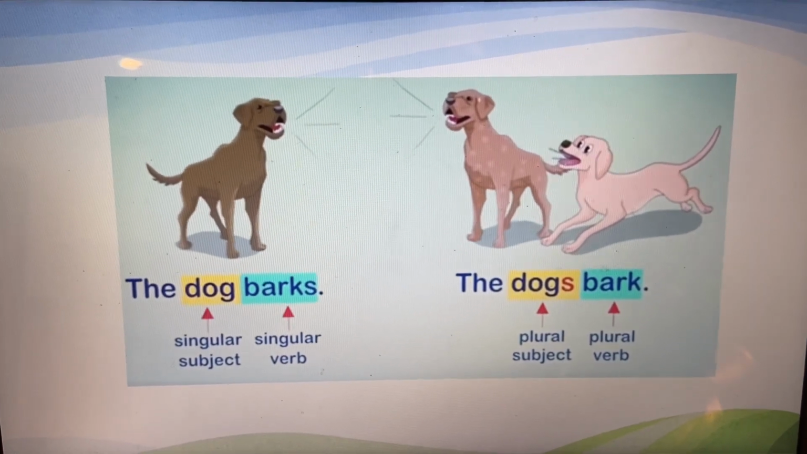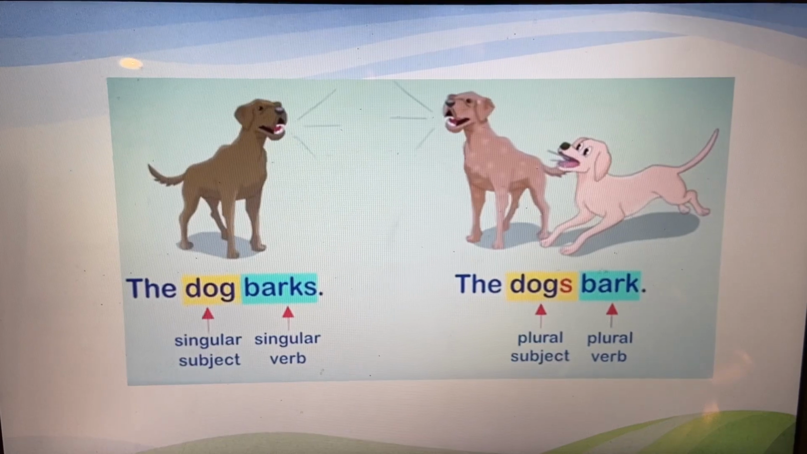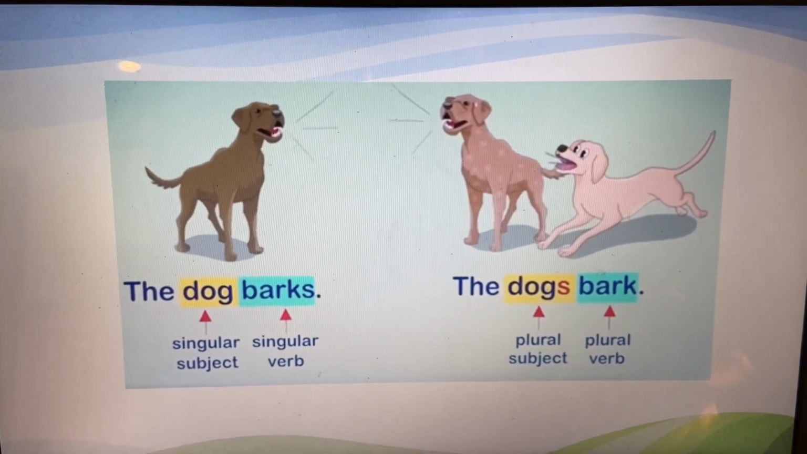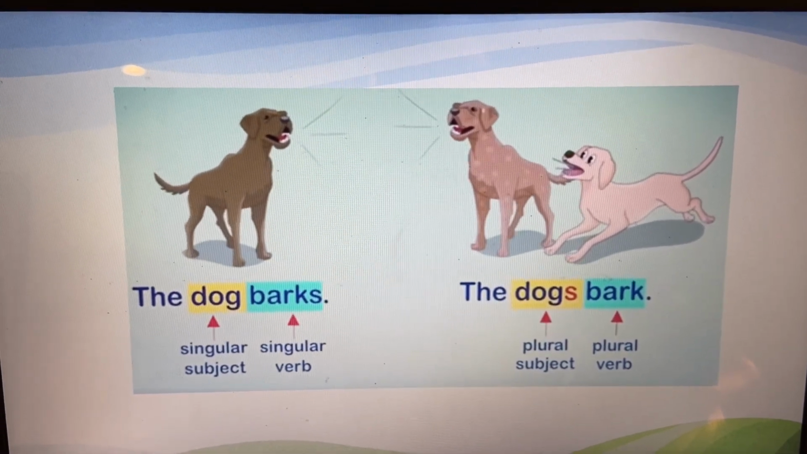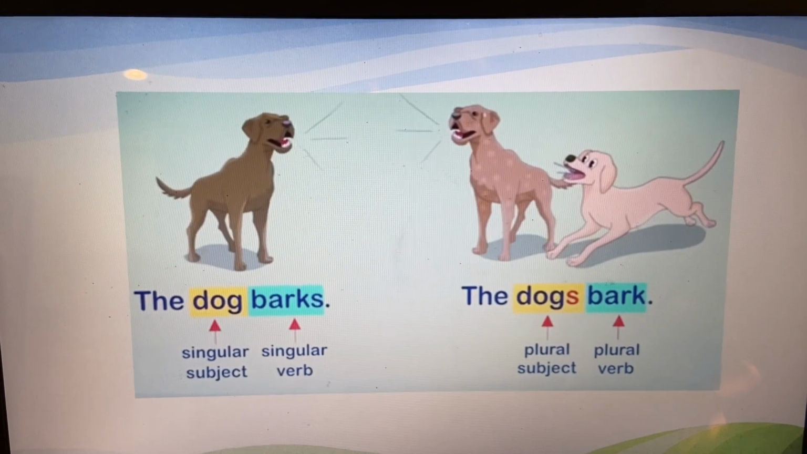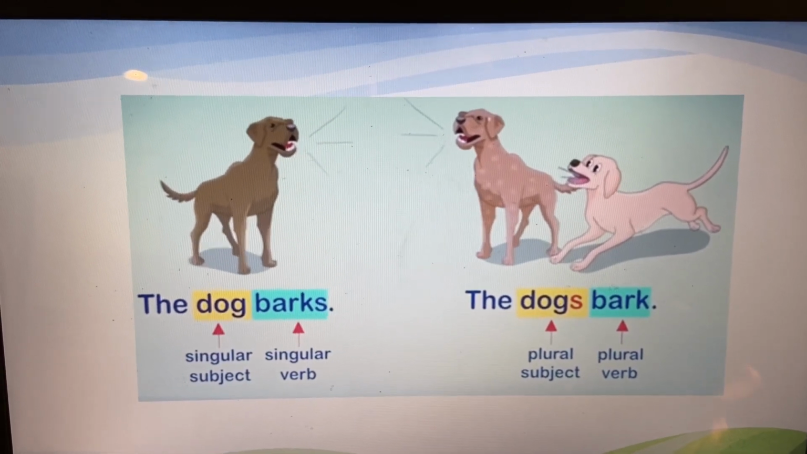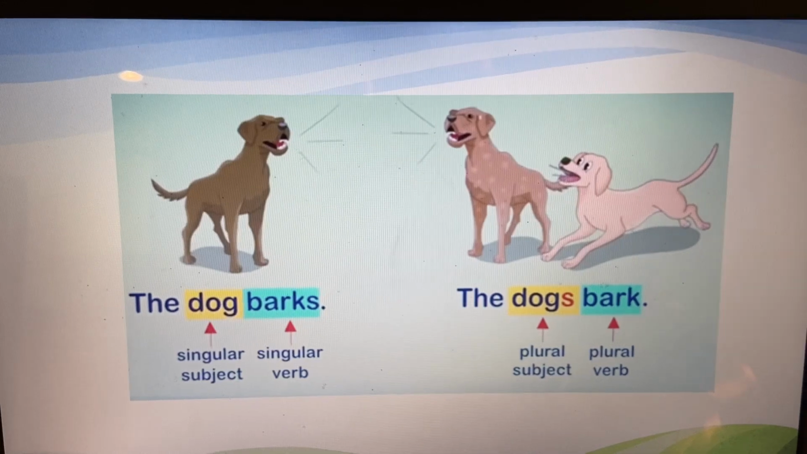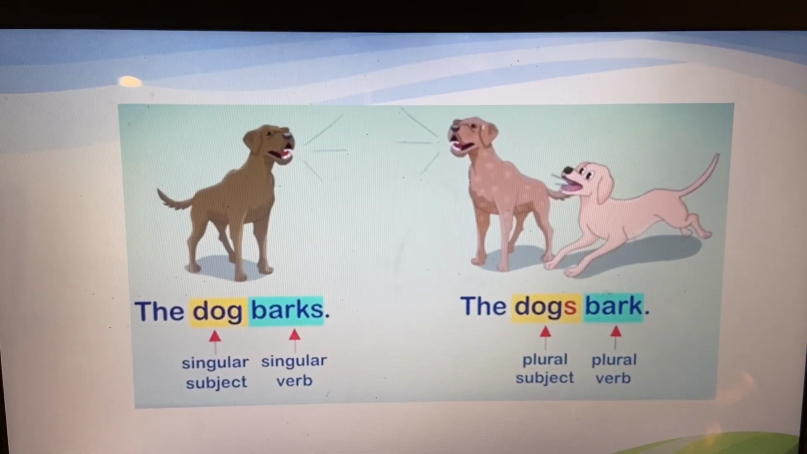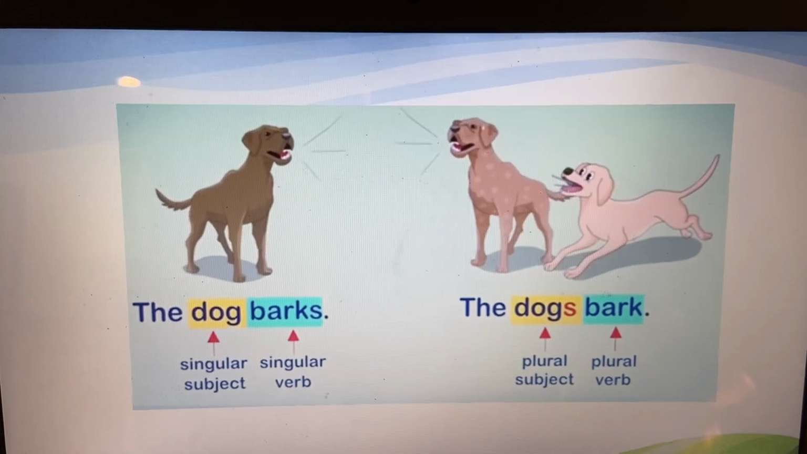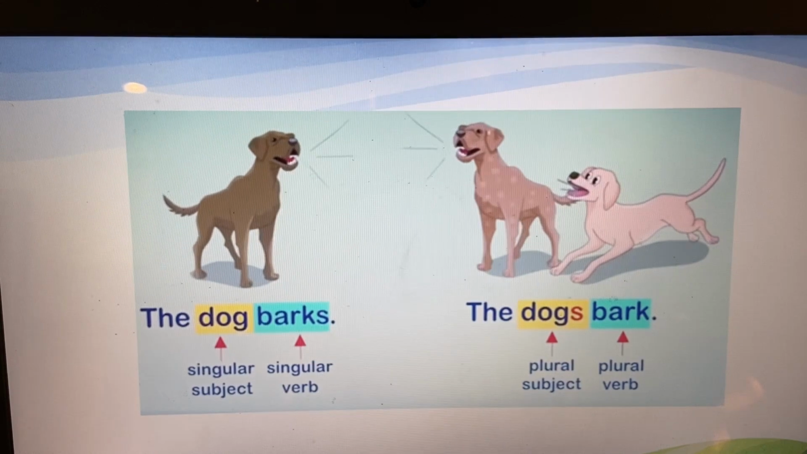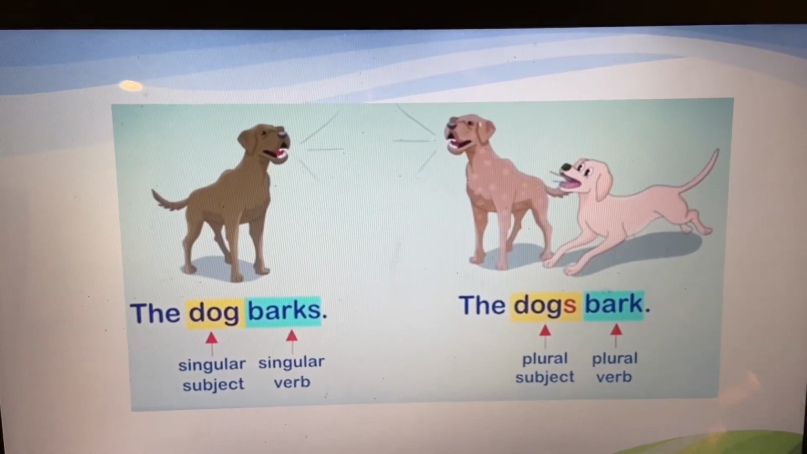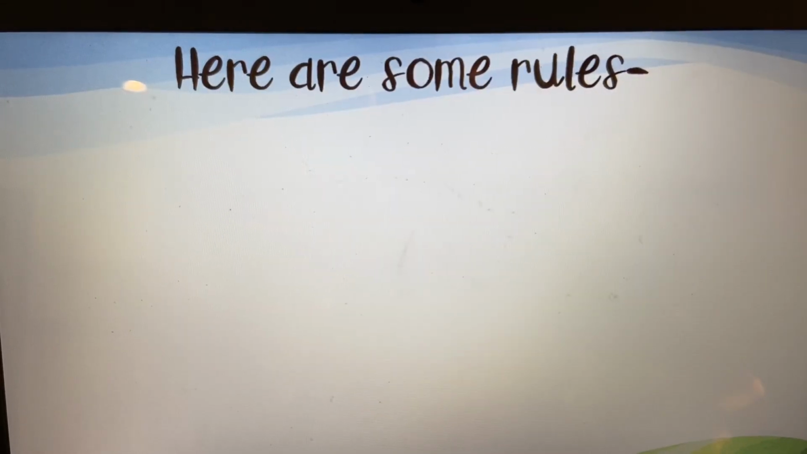So the first sentence says, the dog barks. We have a subject and we have a verb. The sentence is about a dog. The action is barks. And we have a singular subject and a singular verb that agree. Then the second picture shows the dogs bark. We have a subject, the dogs, and we have an action, bark, and they must agree. The dogs bark. So let's see if we can learn the rules to make these sentences agree.